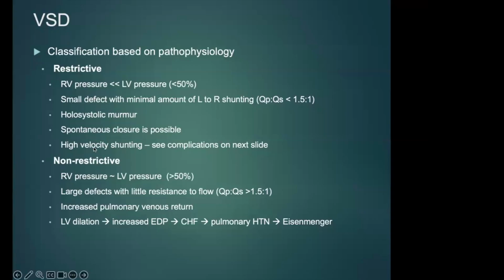Because of high velocity shunting, you can get complications just from turbulent damage. For non-restrictive VSDs, because the pressures are almost similar, you sometimes cannot hear a murmur because there isn't that pressure gradient. There's not much velocity through that defect, and you can get equalization of pressures and development of pulmonary hypertension over time.